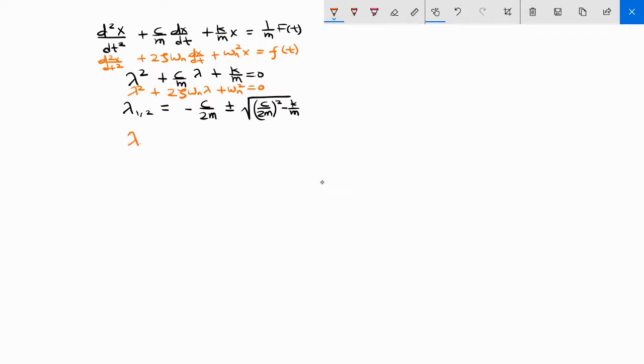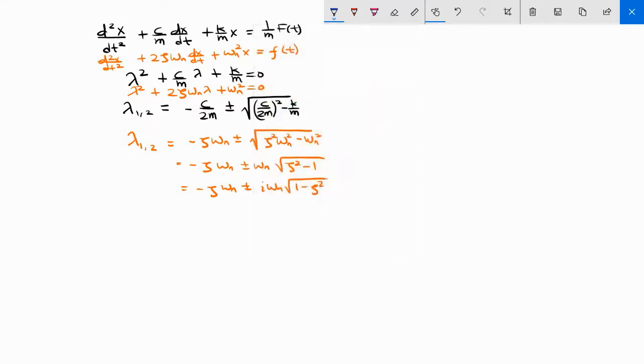And similarly, the solution for the eigenvalues can be written as minus damping ratio times ωn ± square root of damping ratio squared ωn² minus ωn². This is minus damping ratio times ωn ± ωn square root of damping ratio squared minus 1, equals minus damping ratio ωn ± i ωn square root of 1 minus square of damping ratio. Now, this term, minus damping ratio times the natural frequency, is represented by η, and this ωn times square root of 1 minus square of damping ratio is represented by ω.